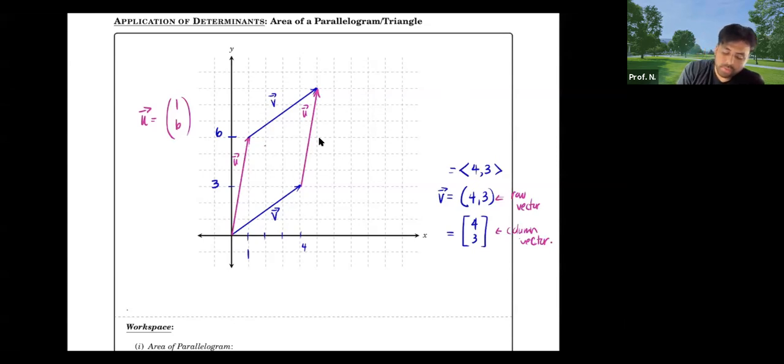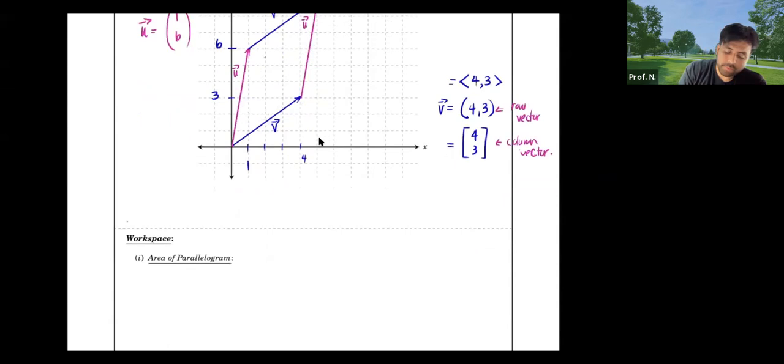Now, you can actually find the area spanned by these two vectors here in creating a parallelogram. And it's given by this formula. So the area of a parallelogram is given by, what's that formula?